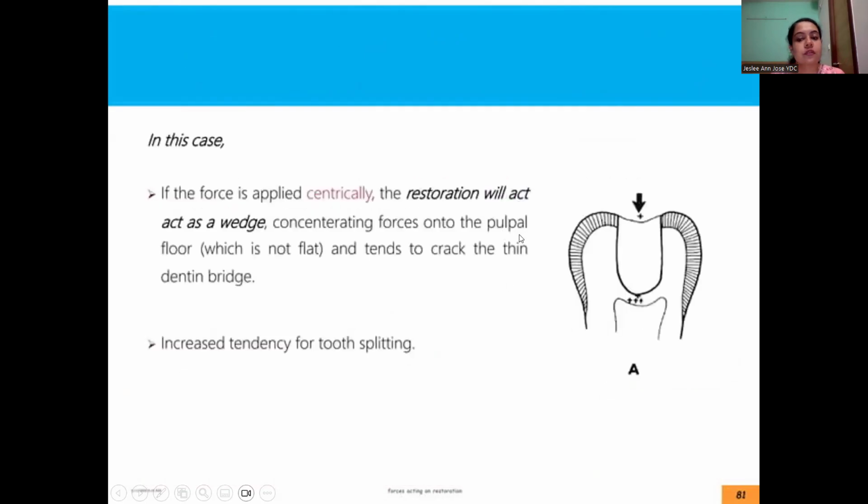So here, if you can see, when you apply a force in a centric manner, the restoration will act as a wedge and it will concentrate more amount of force onto the pulpal floor. As such, the dentine bridge or the remaining dentine thickness is very thin here. Hence, there is high chance for the tooth to split into two pieces.